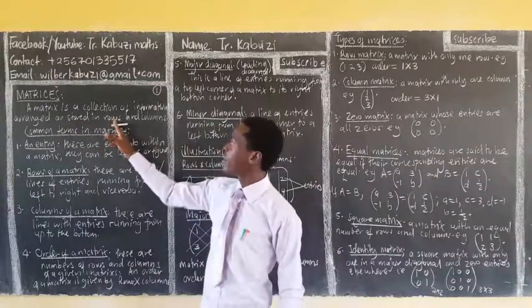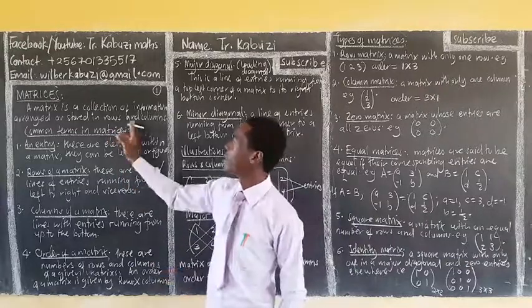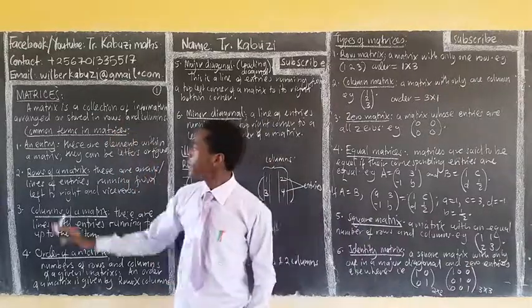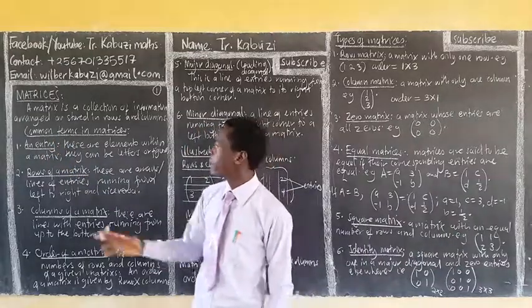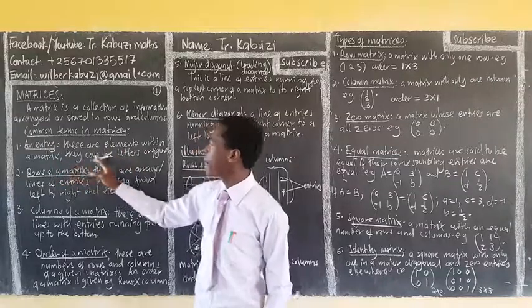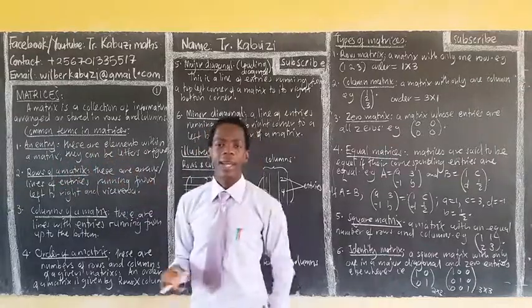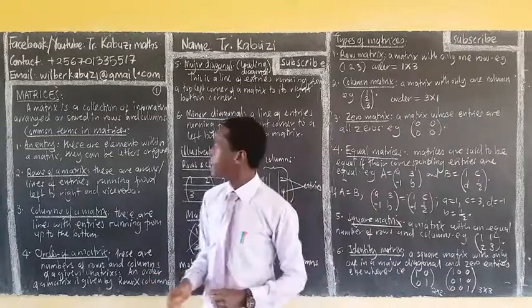First of all, you hear the words rows and columns. Here in matrices, you cannot avoid these words, rows and columns. So, common terms in matrices. Let us see the common terms in matrices. An entry. These are elements within a matrix. They can be letters or figures. So anything within a matrix, those are called entries.